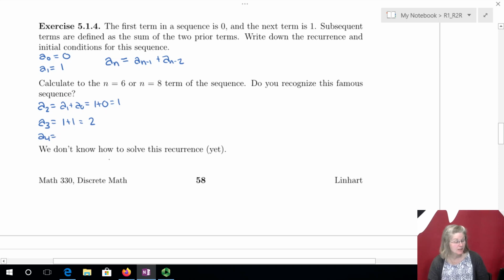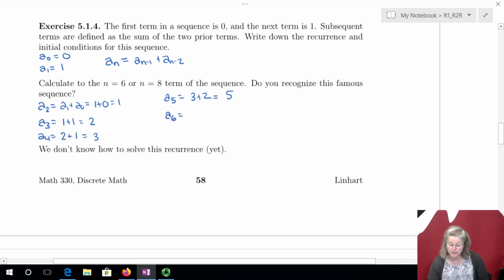A4, that's got to be the sum of the two prior terms. Well, the immediate prior term is equal to 2, and the one that's further back is 1, so that's got to be 2 plus 1. That's got to be equal to 3. A5, that's got to be equal to 3 plus 2. I just summed the two prior terms, so that would be equal to 5.